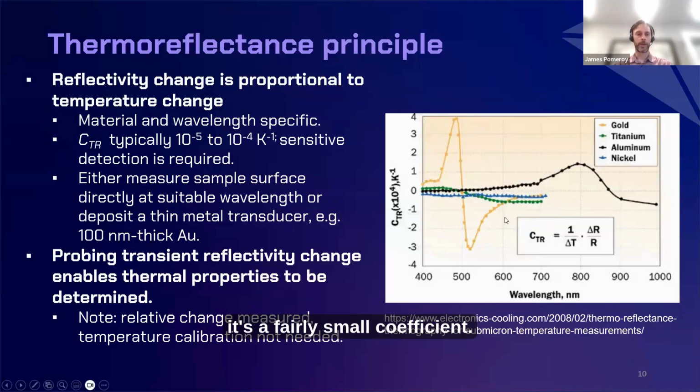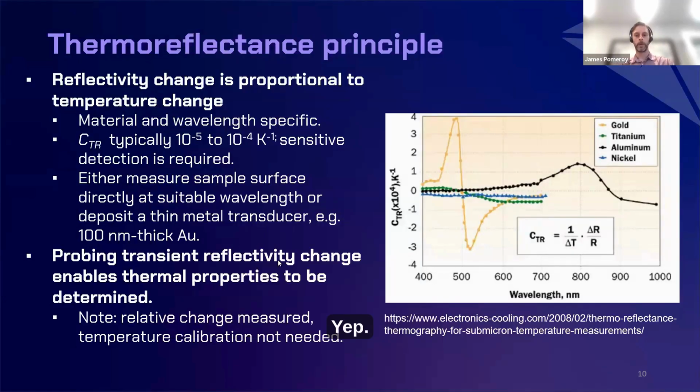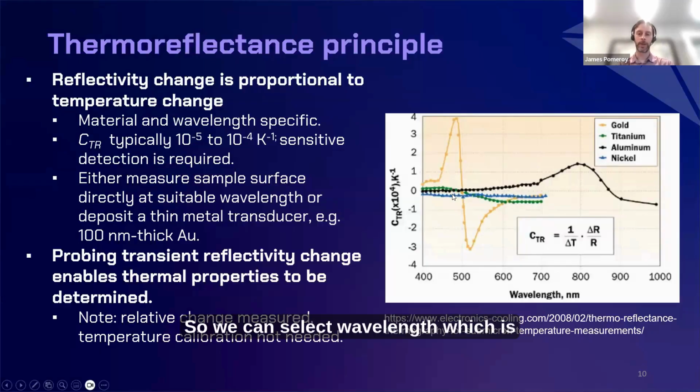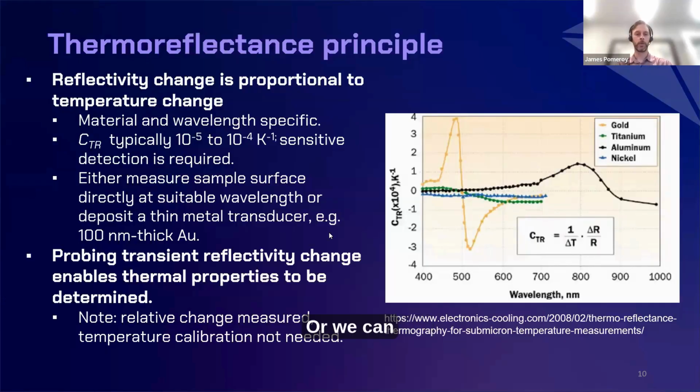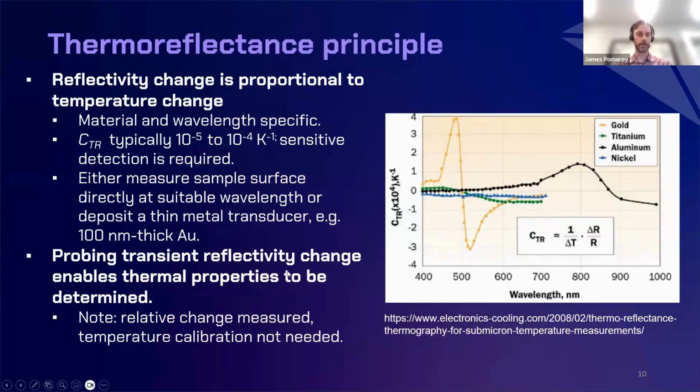So it's a fairly small coefficient, so sensitive low noise detection is required. That's something we've worked on a lot to really reduce the noise in the measurement data. We can select a wavelength which is suitable to the material to give a high enough response, or we can coat the sample with a standard material. We often use a 100 nanometer thick gold coating, and you can see from the plot on the right-hand side that this gives us a high coefficient for blue or green wavelengths.